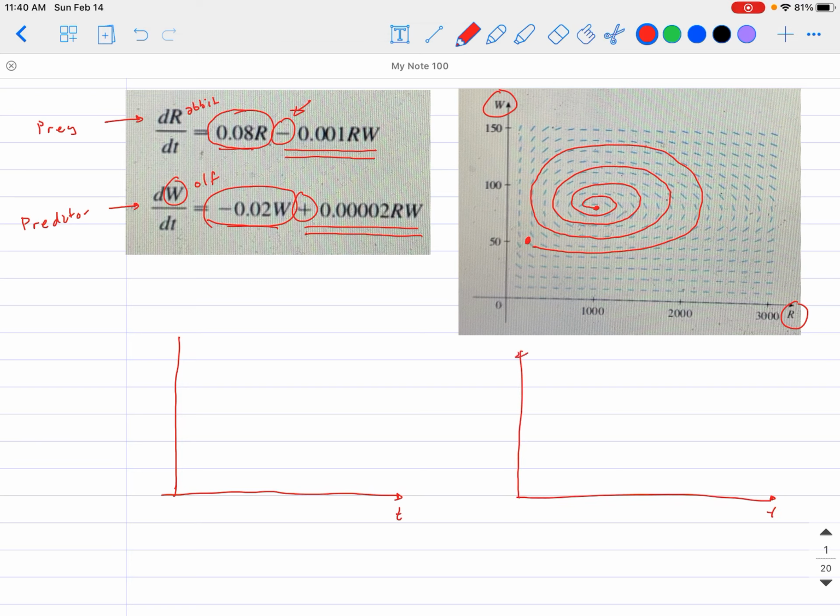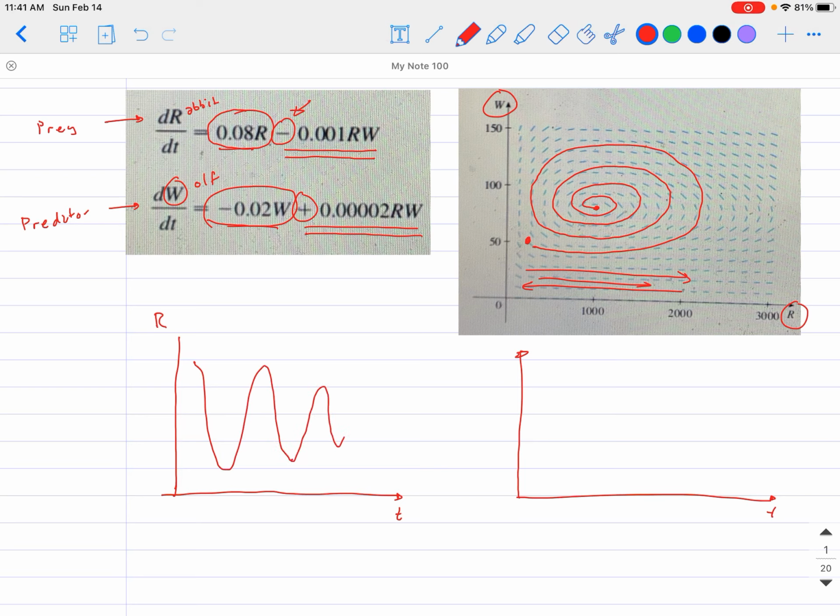Here's time for the other population. Let's say the first one is going to be for R, for the rabbit. You'll notice how it's going back and forth from the left and right, and then eventually it's going to move inward. So my guess is that the rabbit population is probably going to go up and down and up and down.